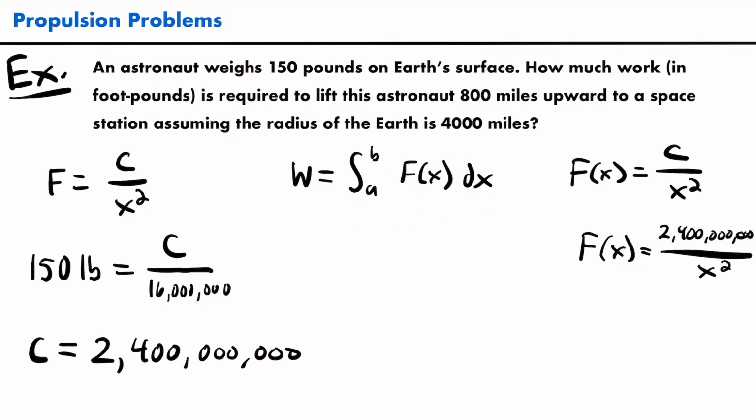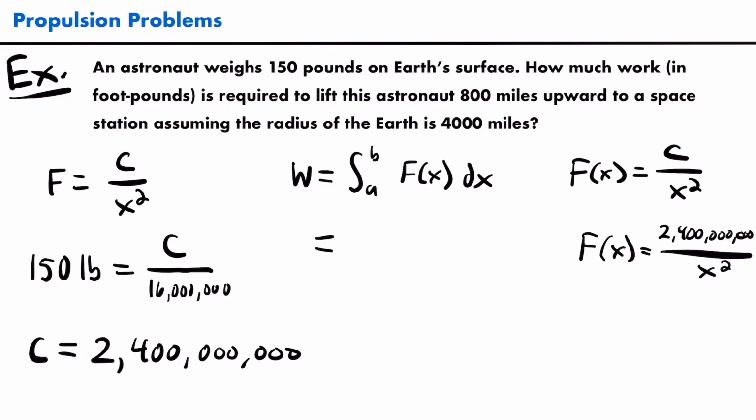But before we do that, what will our bounds of integration be? Well, our bounds of integration are going to represent the distance that the astronaut is traveling with respect to the center of the mass, or more specifically, the center of the Earth. So the lower bound will be where the astronaut starts. And the astronaut is starting 4,000 miles from the center of the mass, right? The radius of the Earth is 4,000 miles. And so if he starts on the Earth's surface, then he is starting at a distance of 4,000 miles from the center of that mass.